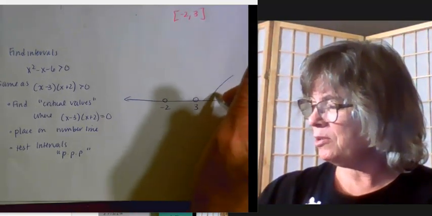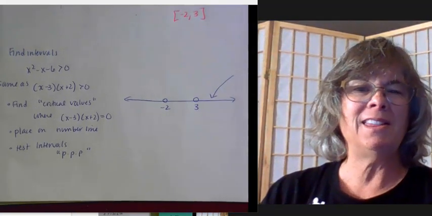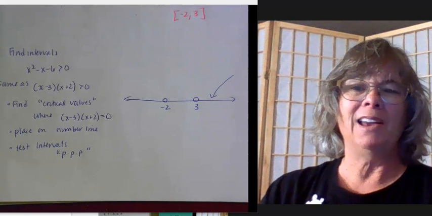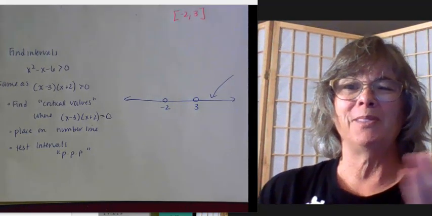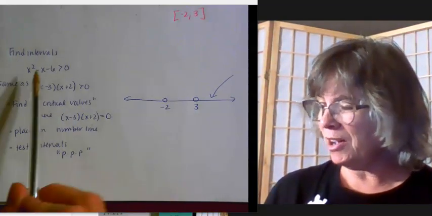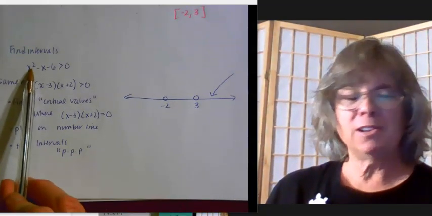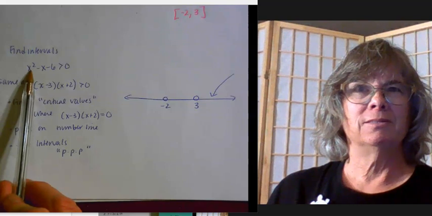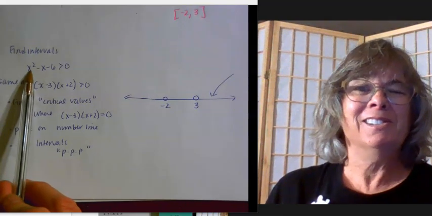So if I were to choose a number in this interval, anything bigger than 3, I like thinking in terms of choosing 100. And if I choose 100, wow, that's going to be 1,000, 10,000.